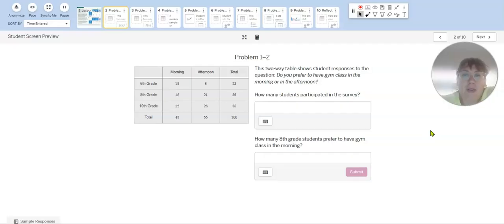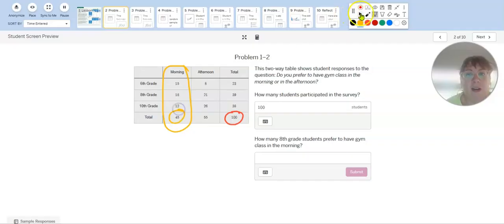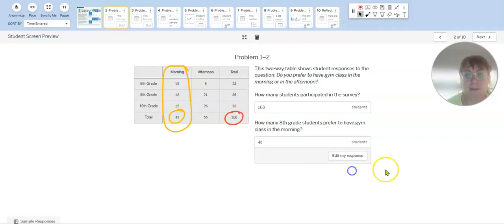This two-way table shows students' responses to the question, do you prefer to have gym in the morning or in the afternoon? And then what grade you are in. So how many students participated in the survey? When we're finding that big total, we always look in that bottom right corner. So this is going to be 100 students. And then it says how many 8th grade students prefer to have gym class in the morning. So we look at our morning column, which is 45 in total. Beautiful.